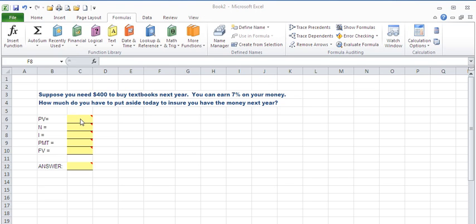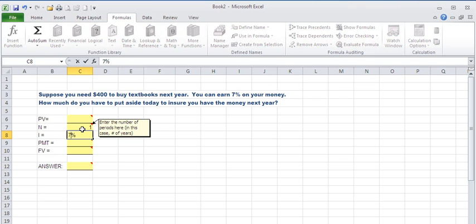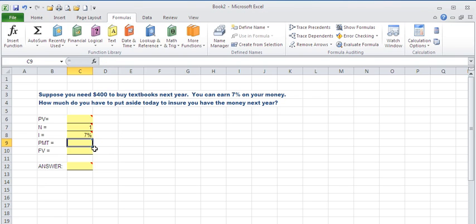We said present value is what we need to know. We don't know. Number of periods: next year, so that's only 1 year. Not a lot of time to save up. The interest rate, 7%. Fair amount to earn these days. Payment, PMT. Are we going to be making any monthly payments into, say, a savings account? The way the problem's set up right now, no, we're not. So we'll make that a 0. I can show you how to solve for that payment amount in a minute here. And then future value. Well, the future value is going to be the $400 that we need.